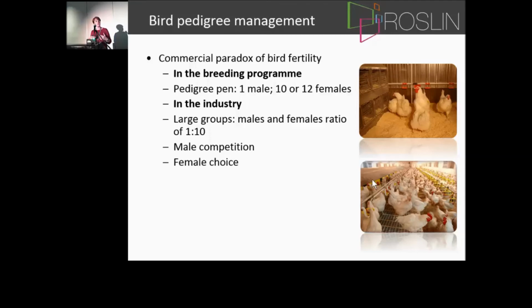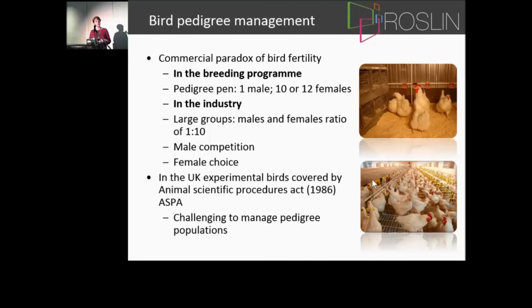However, when we want him to work commercially, it's a very different situation. The ratio still remains the same, about 1 to 10. However, he has male competition to contend with and female choice. So being able to phenotype him in a more commercially applicable scenario can be extremely important.